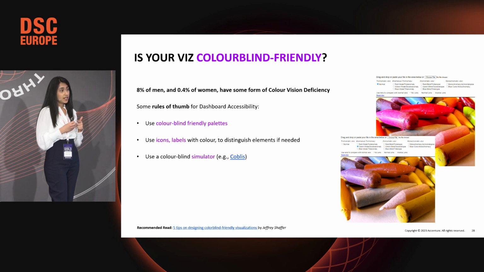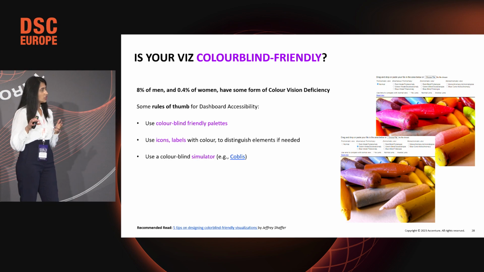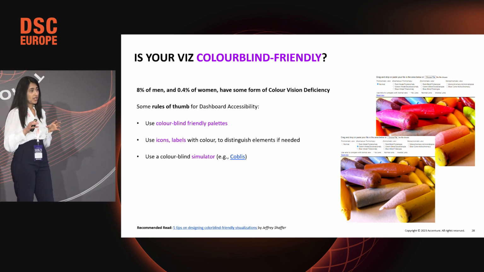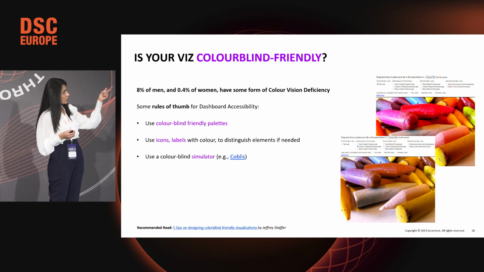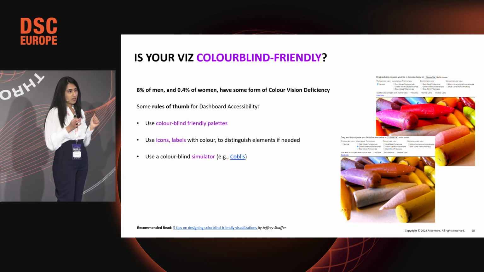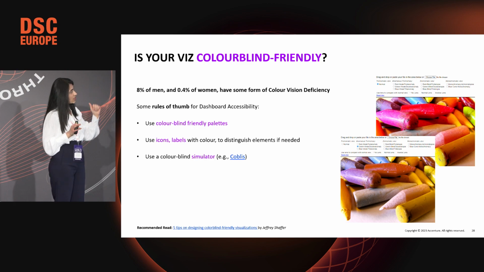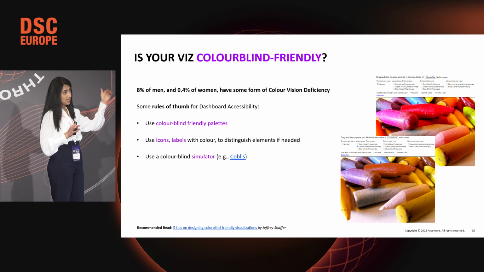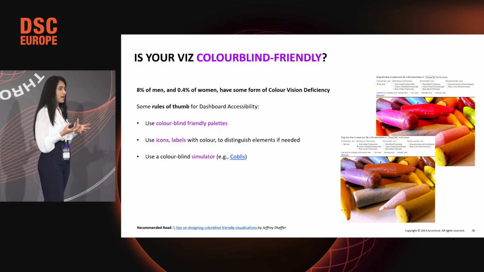You can also start using icons or labels to distinguish the data. Do not use only color to distinguish your elements, so that people are not left out. And the third one is you can use something called a colorblind simulator. Here is an example of a colorblind simulator called Coblis, which is available on the internet. You can see how a normal person sees your color palette and how a person with green weak color blindness sees your color palette. So before using your color palettes, you can test them in a colorblind simulator.